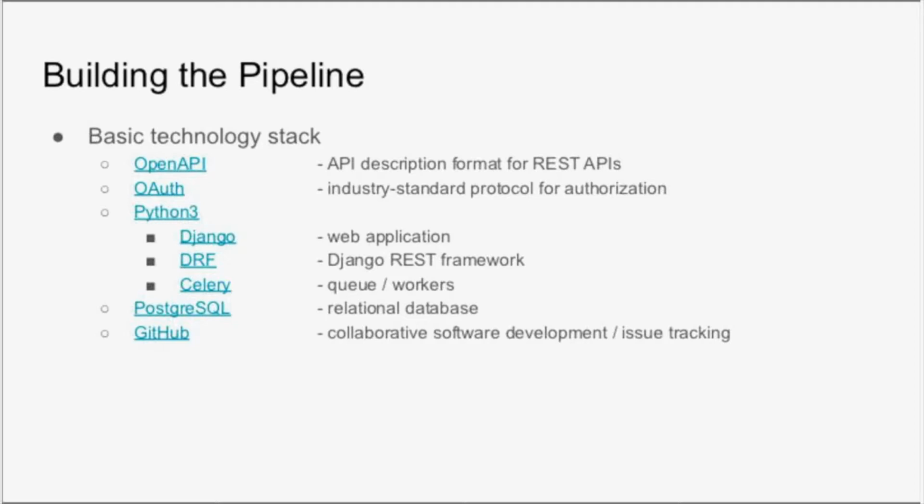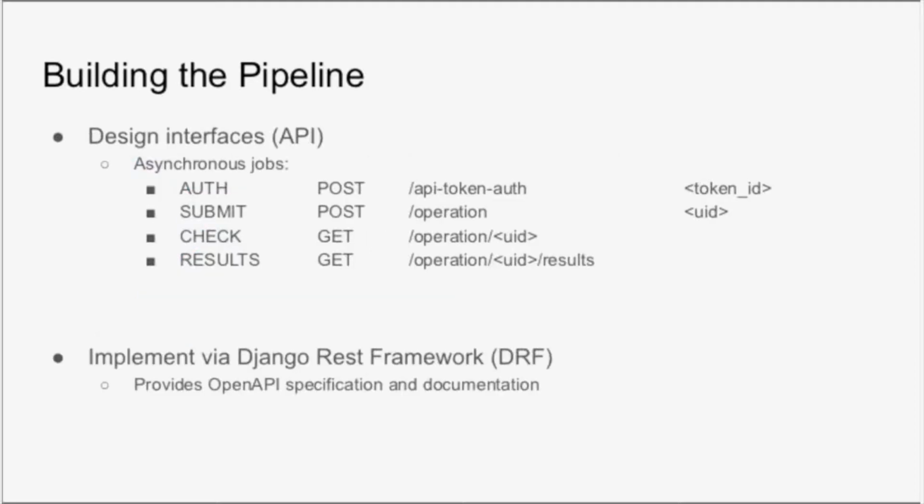And then in terms of the technology stack for building the client and the server, Python 3, Django, REST framework, and there are some dependencies that take time to run. So if we need to run something asynchronously, then we're using Celery as a queue with offline workers to basically get jobs done outside of the web environment. And on top of that, relational database and so on.